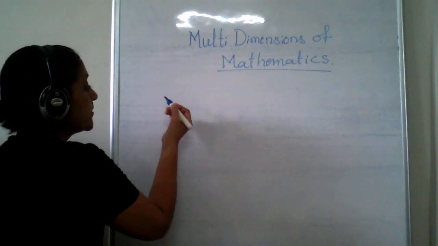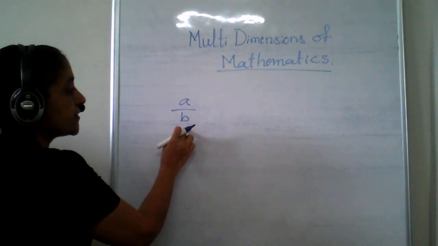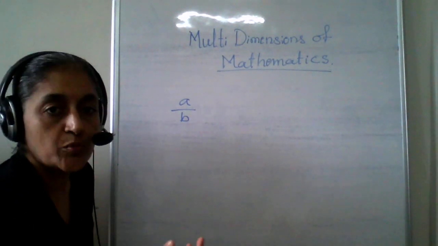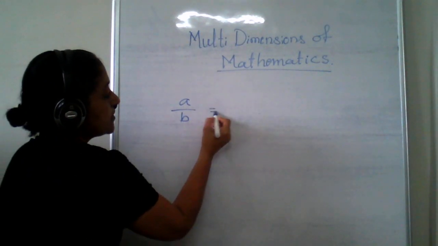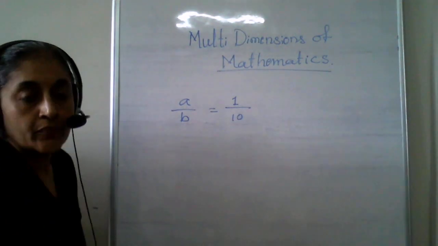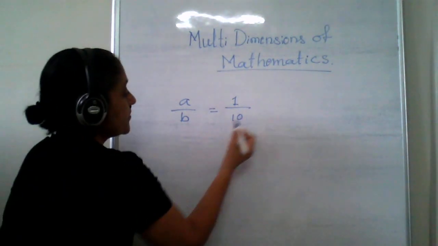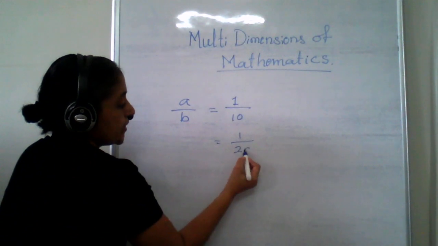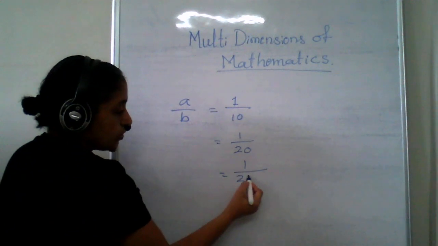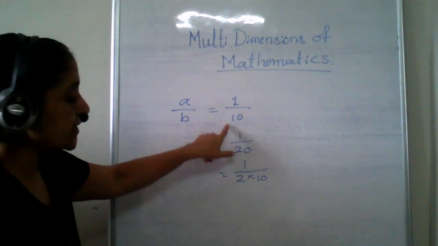A fraction which has its denominator not presentable in the form of 10 and its exponents. If the given fraction is 1 upon 10, it is not a vulgar fraction. Then what is a vulgar fraction? If at all, 1 by 20. Now you may say, ma'am, here we can say 1 upon 2 into 10. But 2 into 10 and only 10 have a difference.